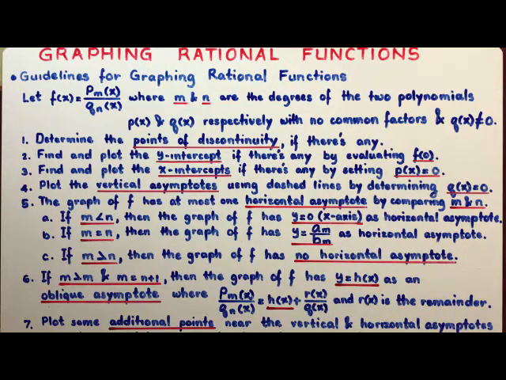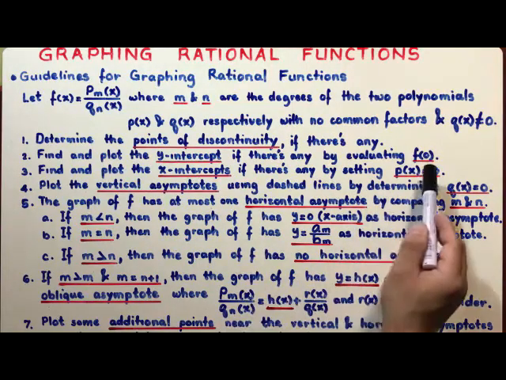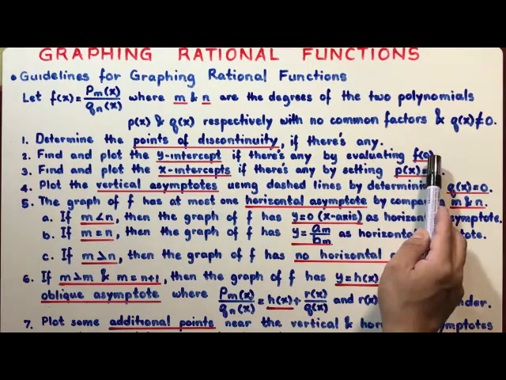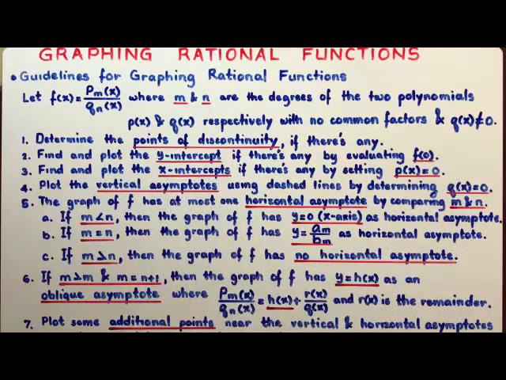First, in sketching the graph of a rational function, it's good to determine the points of discontinuity, if there's a point of discontinuity in the function. Number 2, find and plot the y-intercept, if there's a y-intercept, by evaluating the function at x equals 0, because at the y-intercept, the x must be 0. So evaluating the function at x equals 0 gives our y-intercept.